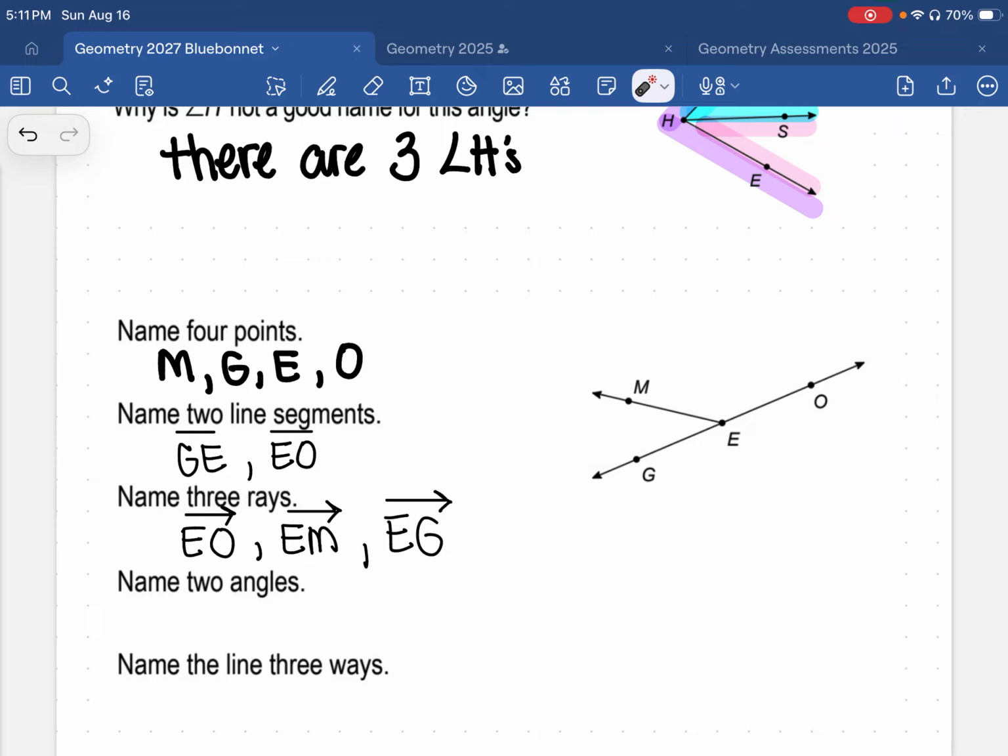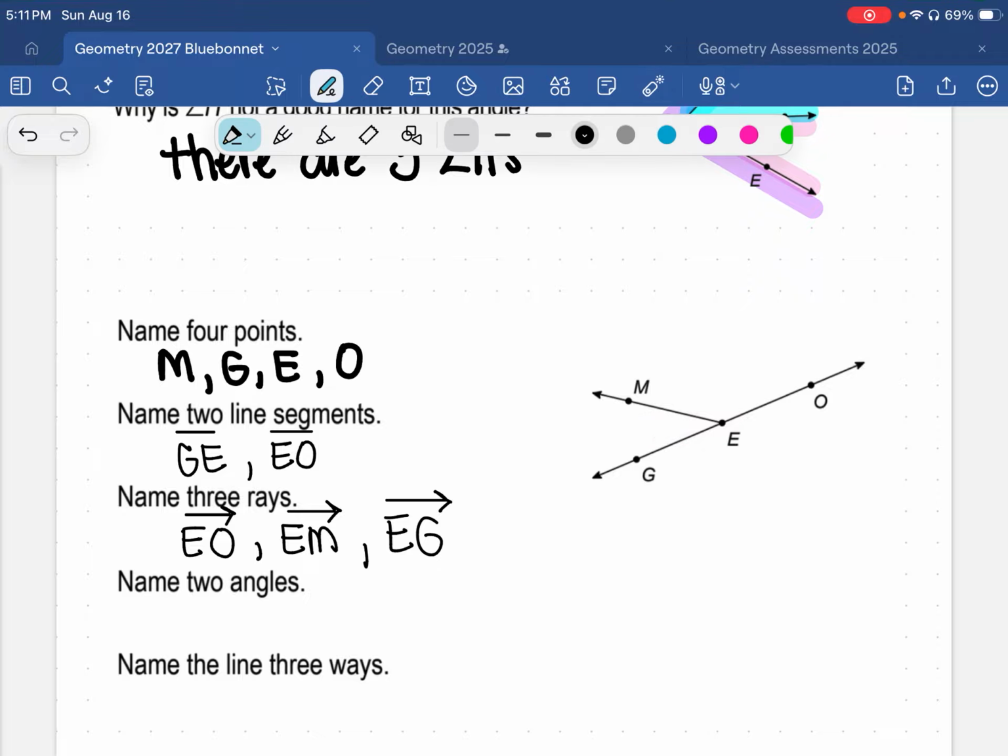All right, name two angles. I see angle 1 right here and angle 2 right here. So I'm going to go ahead and call angle 1. Let me just put a 1 right there for you.